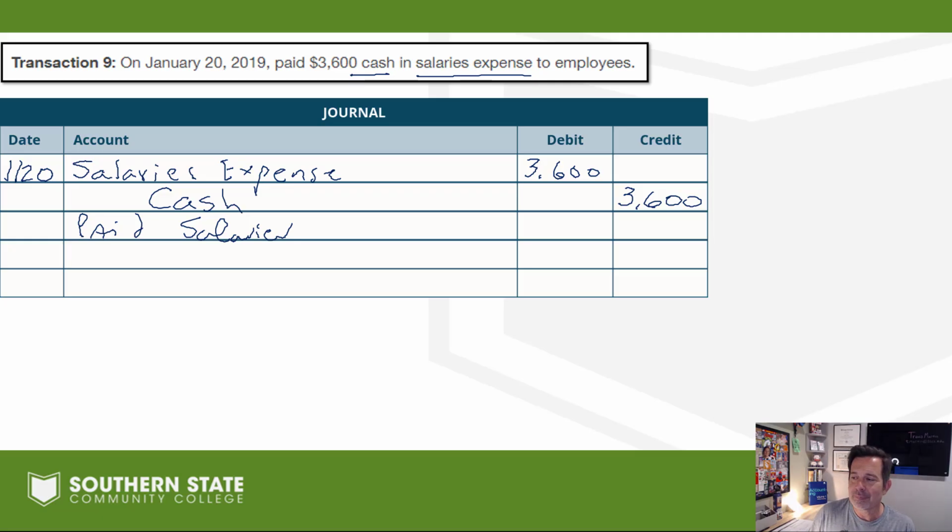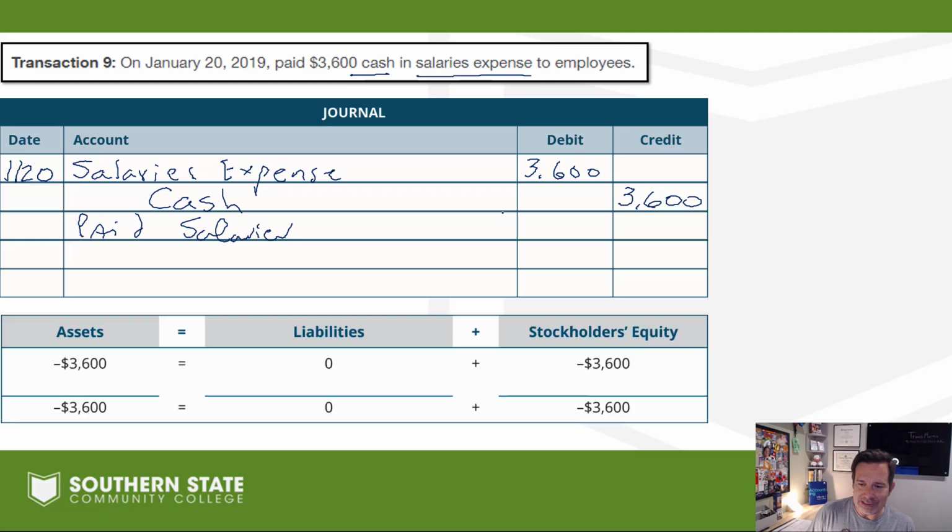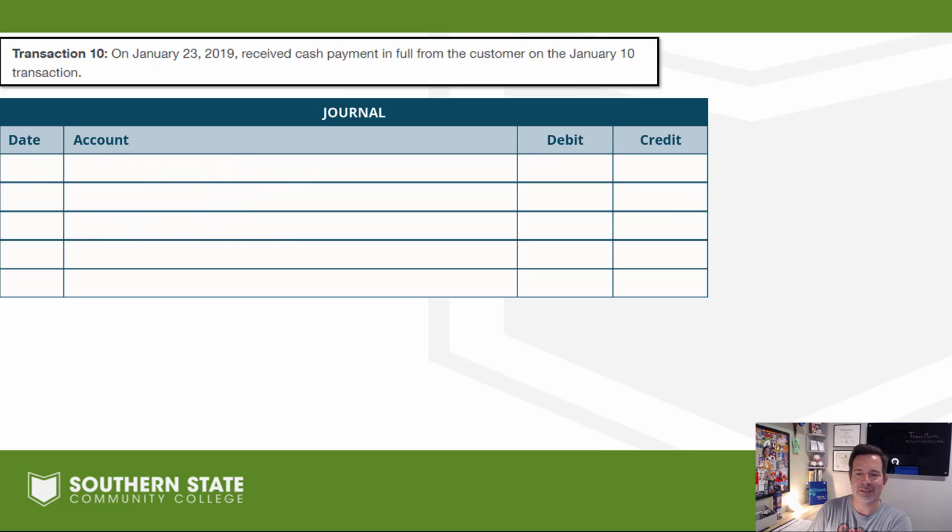Salaries expense. What about the impact on the accounting equation? Assets have gone down. Cash went out the door. Equity has gone down. Retained earnings have gone down because we had an expense. Number 10, double digits are upon us. We're getting near the end of the month too.